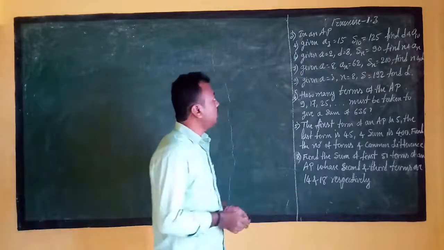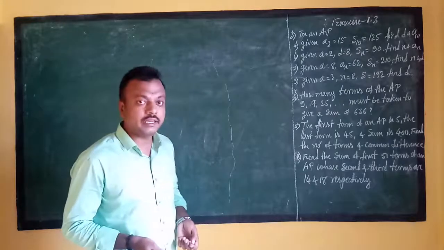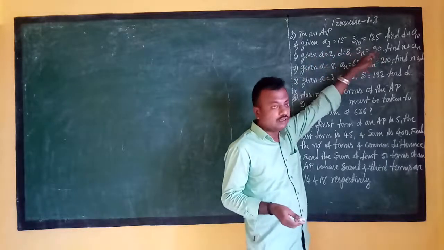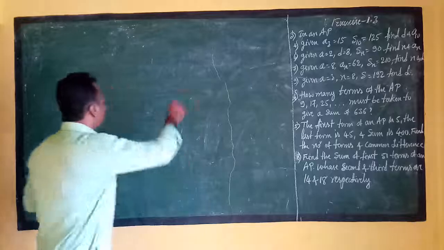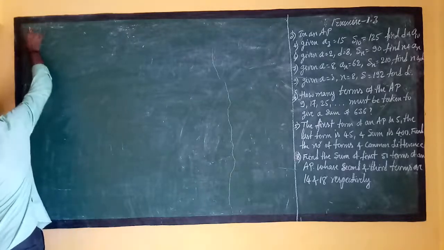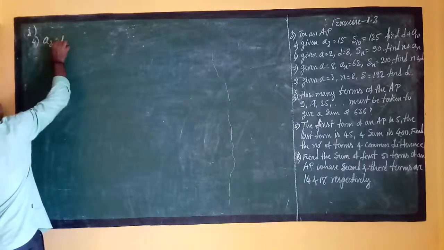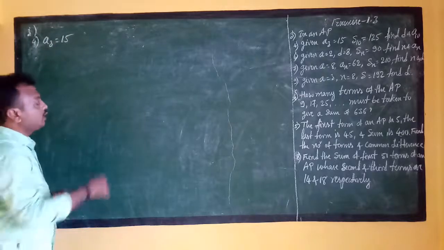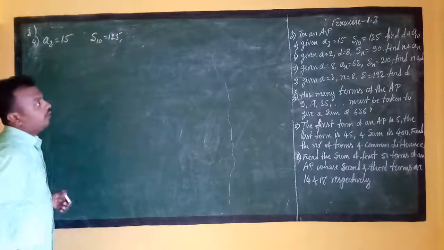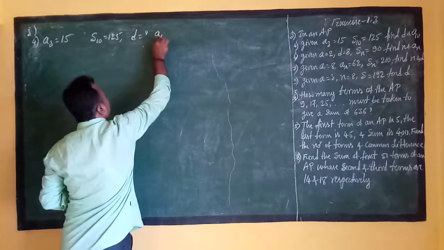Given A3 is equal to 15 and S10 is equal to 125, we have to calculate D and A10. Yes students, what is given first, and what do we have to calculate? First, given A3 is equal to 15, and S10 is equal to 125. And we have to calculate D and A10. D is equal to question mark and A10 is equal to question mark.